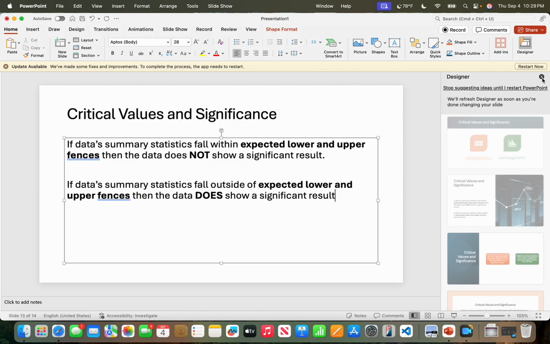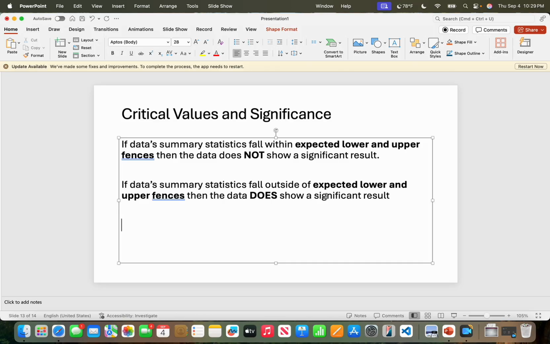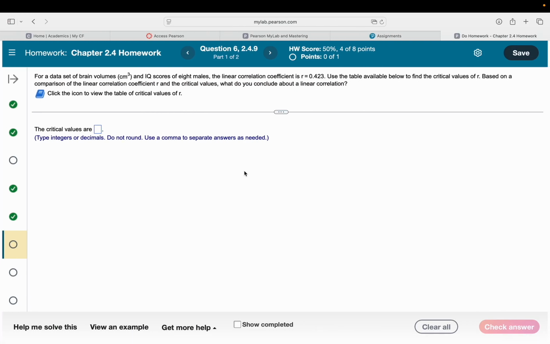Okay, so based on that, I think the only other thing to say is critical values are considered lower and upper fences. Great. So let's see what on earth I mean by that.